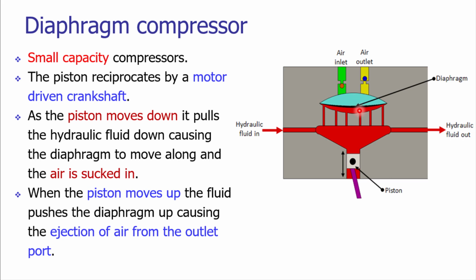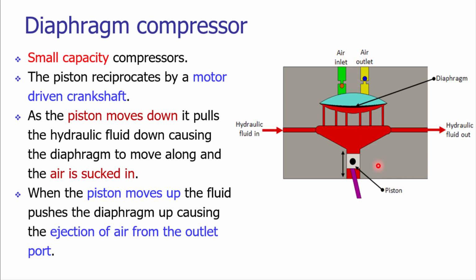So when it is displacing in the forward direction, whatever the air inside this particular cavity above the diaphragm, that will be compressed, and that air will be pushed through the outlet valve. There are two passages for the air. One is for the inlet, that is input, and the other one is the output.